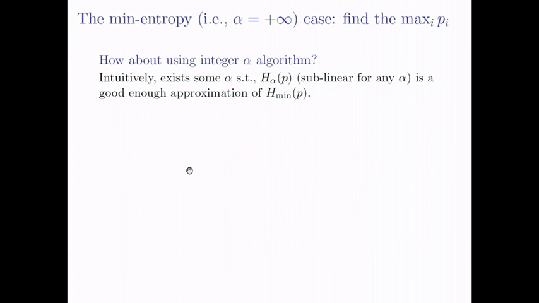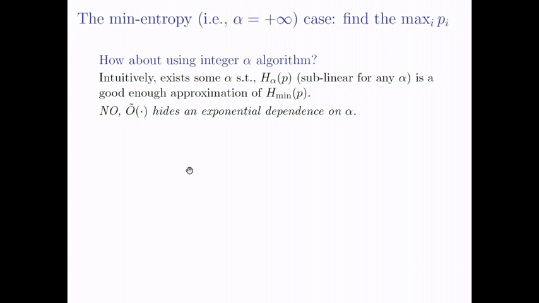So finally, there's the min-entropy case. For min-entropy, you want to find the maximum probability of pi. And because we already have an algorithm for general integer alpha, a natural guess is that you can choose some integer alpha, which gives you some linear complexity, and use that as a good estimation for the min-entropy.